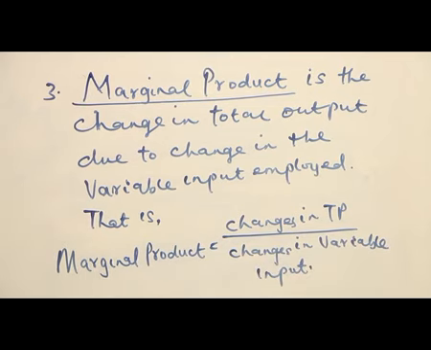As I said earlier, that variable input can be either labor or capital. So if there's an increase in capital, which is a variable input, the firm wants to know if there's an increase in output, or if there's an increase in labor, the firm wants to know if there's an increase in their output. So that's what marginal product implies.